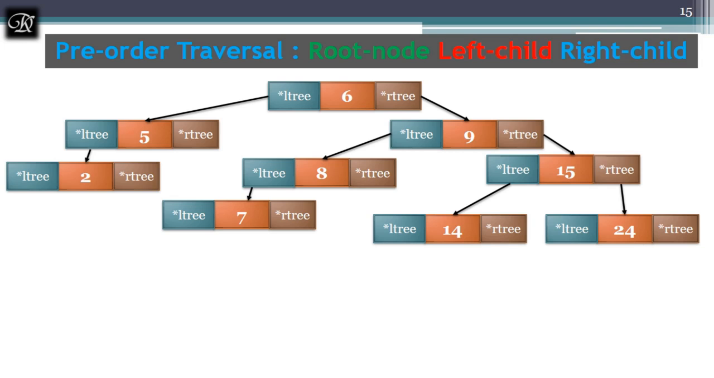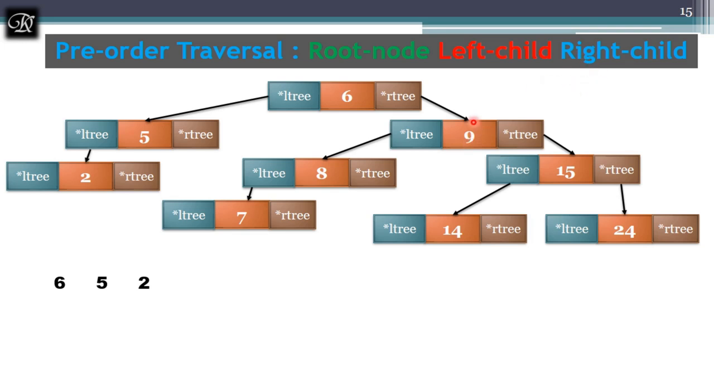Now we are going to apply this pre-order traversal to the tree we have constructed. As the rule says, first you print the root node 6, again print its left child root node 5, and its left child root node 2, and there are no more left children, no right child also. So come back to the original root node where we started and go to the right child.